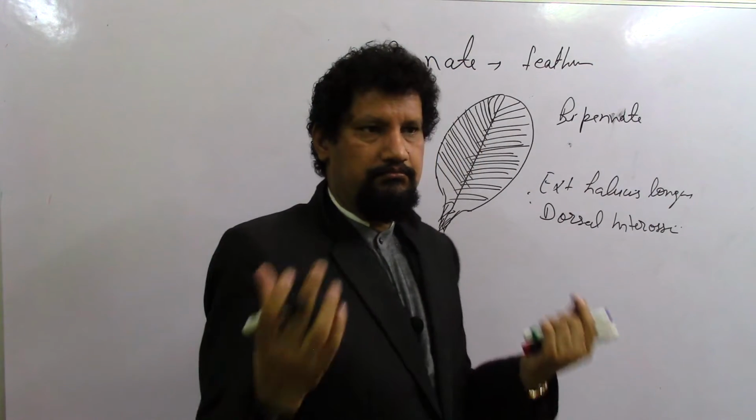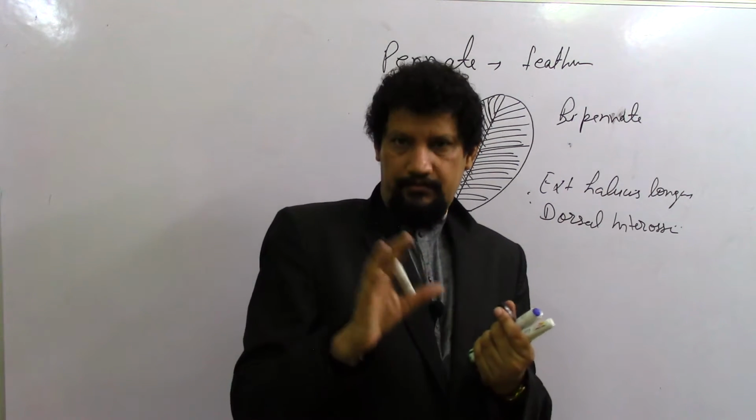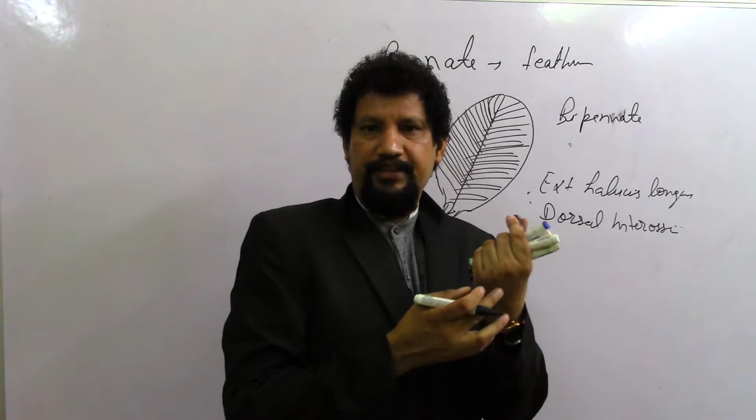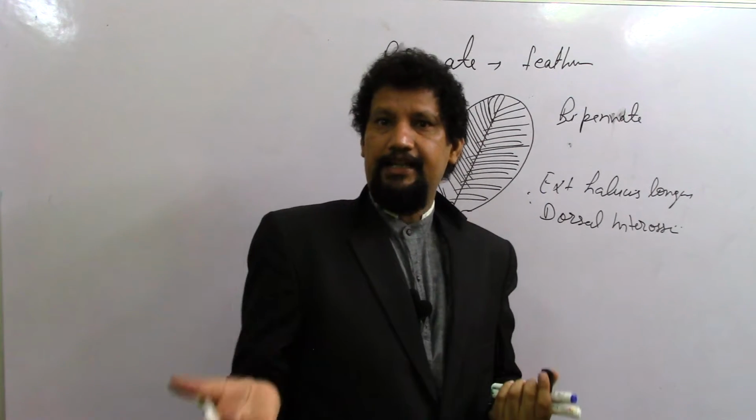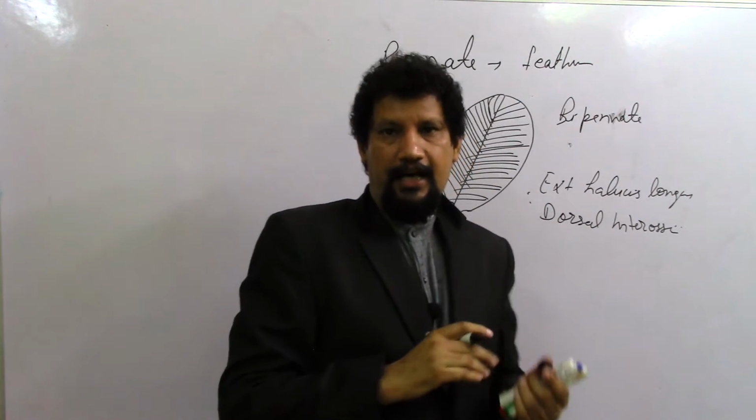Ossei means bone, inter, between two bones. So between two bones of the dorsum are the bipinnate, between two bones in the ventral are unipinnate.